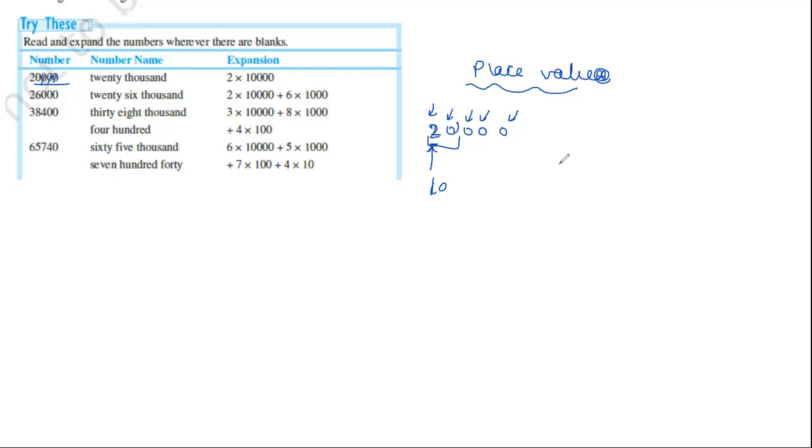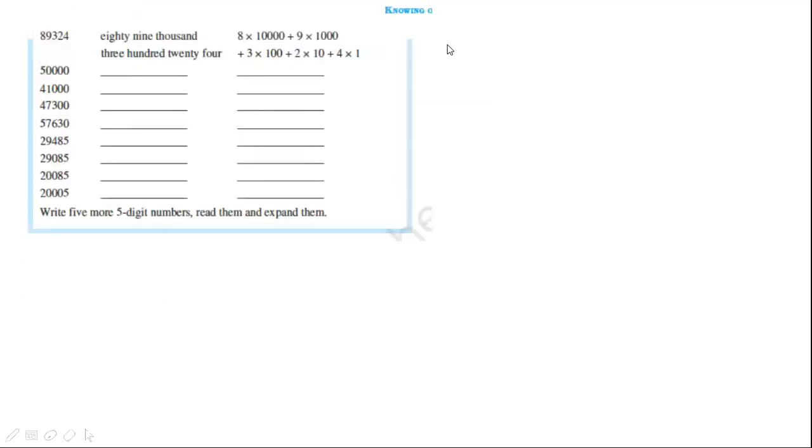20,000. And how will I write it? 2 into 10,000, right? How do I write 26,000? As it is saying 20,000, so I'll write 2 into 10,000 plus 6 into 1,000. Right? So this was about your 8th class. In the same way, you can write others also. Okay.